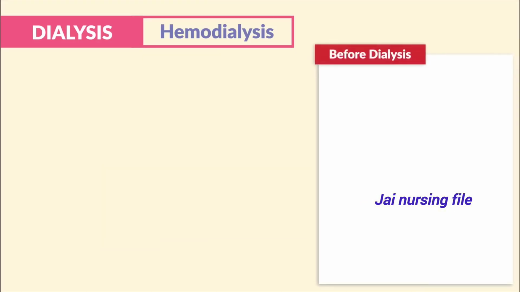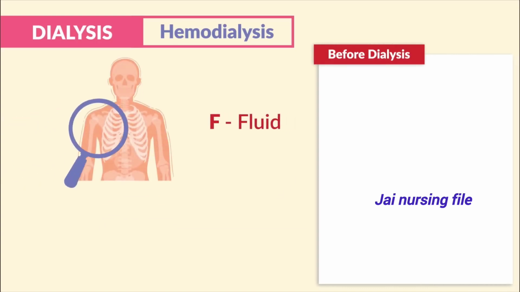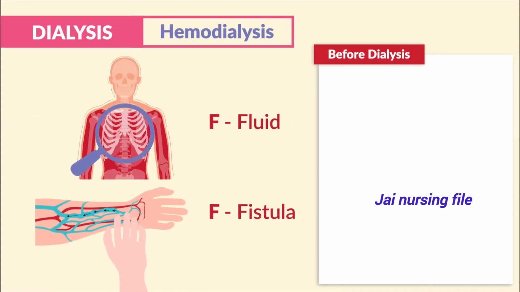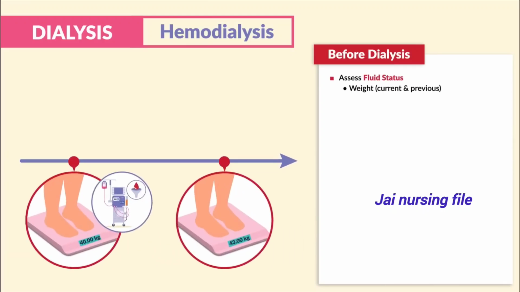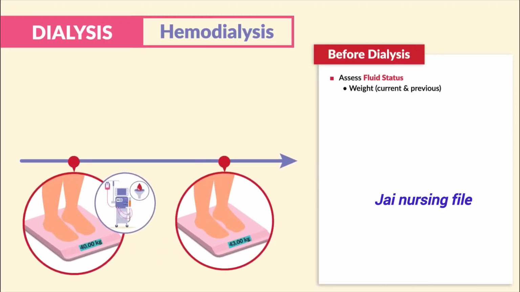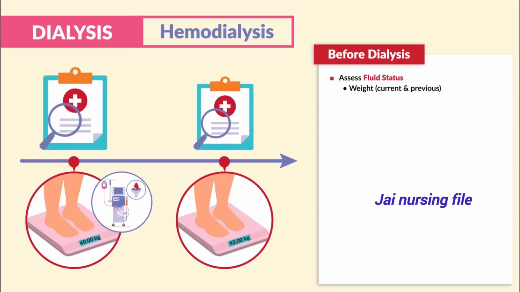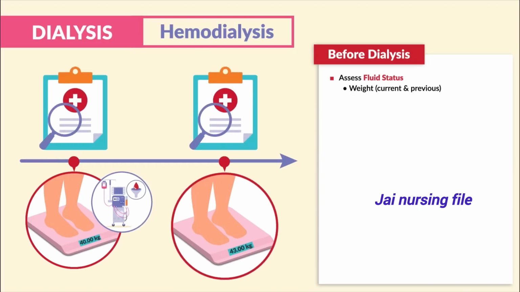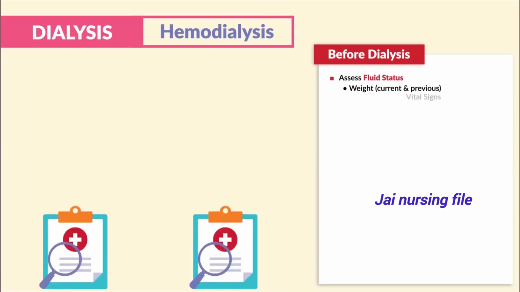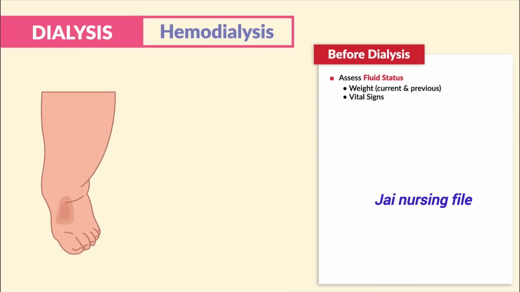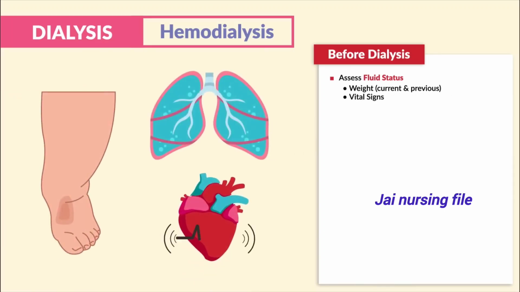Okay, now as far as priority assessments before dialysis, it includes the double F's here, fluid and fistula assessment. So write this down. To assess fluid status, we always take weights, and we compare the current and previous. So we must check the medical record to compare the current weight with the last post-dialysis weight. And we always take vital signs and assess for edema, and also lung and heart sounds.